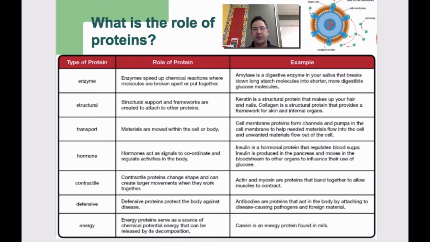Hormones act as signals, and they coordinate the body through those signals. Contractile proteins change shape, and they can allow for large movements. Defensive proteins protect the body against disease. And energy proteins provide us with the chemical potential energy we need in our body. There are some examples on the right, I'll let you take a look at those. You will need to know a few of these proteins for your quiz and your exams, and you'll possibly have to know some of the roles of proteins on the diploma as well.